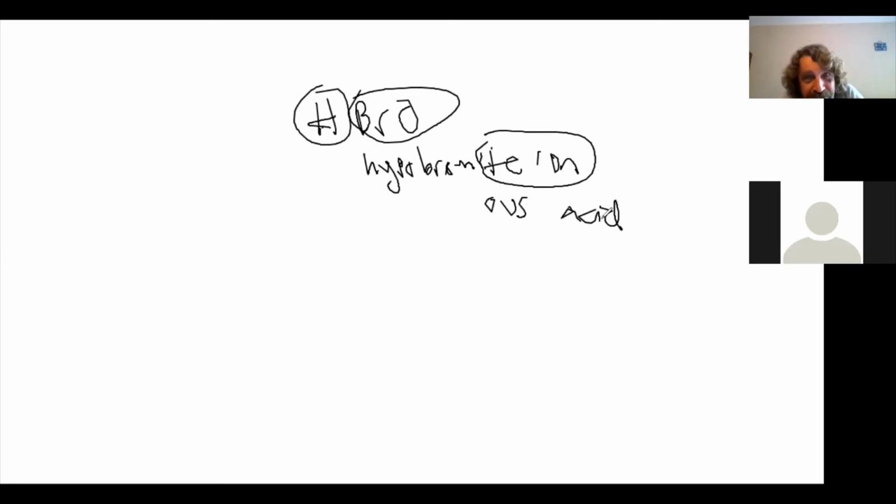H2SO4 is sulfate ion, and so that'll be sulfuric acid. And HNO2 comes from nitrite ion, so that'll be nitrous acid.